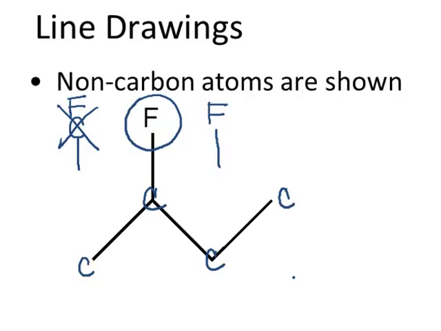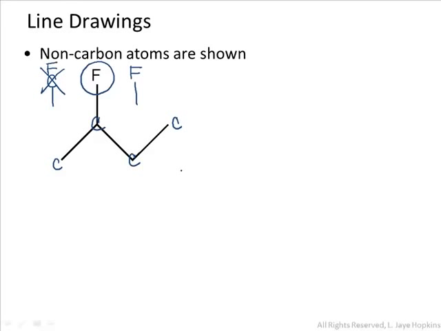There'd be 4 carbons, as well as the hydrogen and a fluorine atom. This is very common when dealing with organic molecules for things like fluorine atoms, chlorine atoms, and especially you'll run into a lot of organic molecules that have oxygen. This is a molecule called butanol.